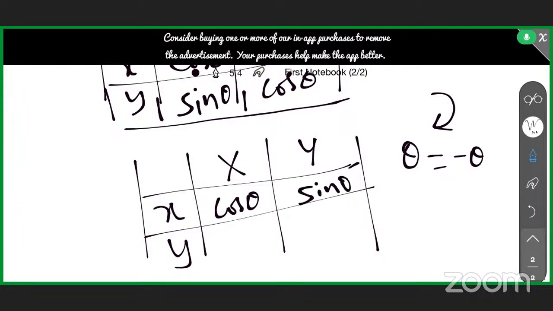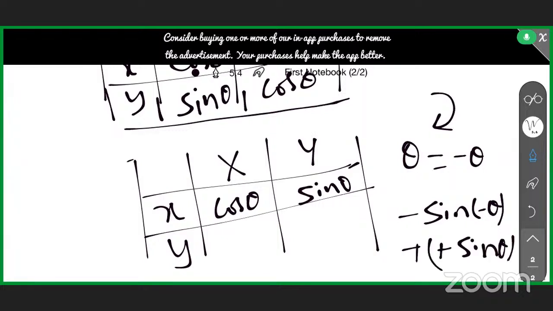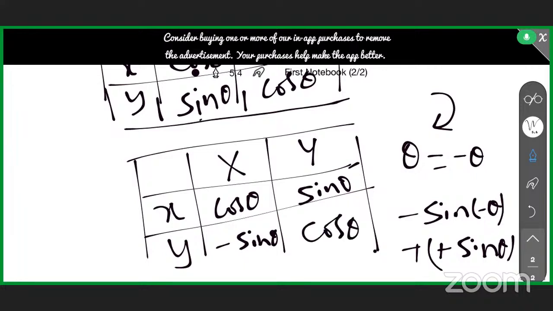That is minus of sin of minus theta. The minus is already there, and sin of minus theta is equal to minus sin theta. Minus minus get cancelled, so what is left is plus sin theta. Now sin of minus theta is equal to minus sin theta, and cos of minus theta is equal to plus cos theta. So this is the transformation table when my axis are rotated with an angle theta in the clockwise direction.